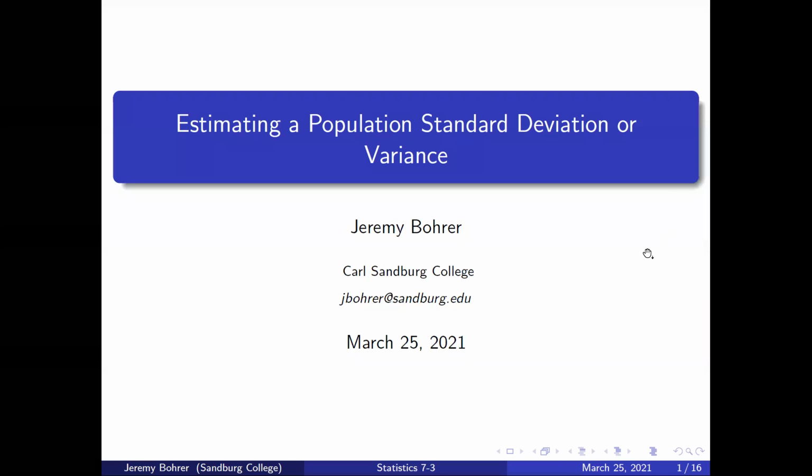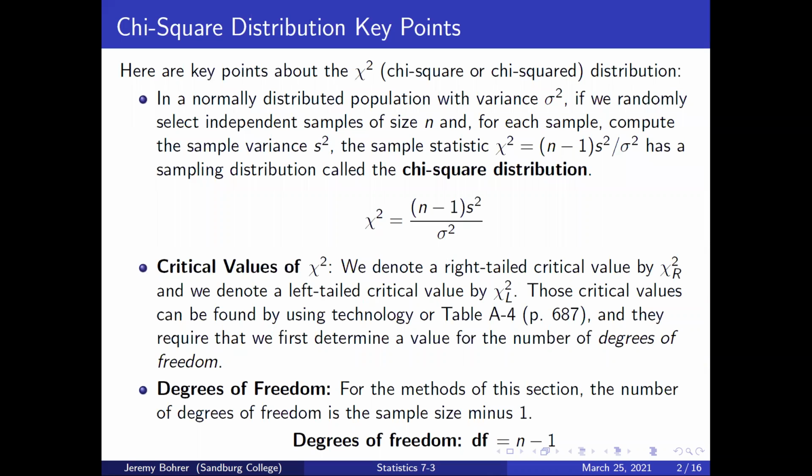In this video, we will discuss estimating a population standard deviation or variance. Here are key points about the chi-square or chi-squared distribution. In a normally distributed population with variance sigma squared, if we randomly select independent samples of size n, and for each sample compute the sample variance s squared, the sample statistic chi-squared equals (n minus 1) s squared divided by sigma squared, has a sampling distribution called the chi-square distribution.